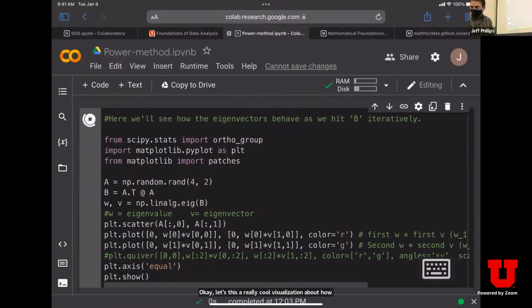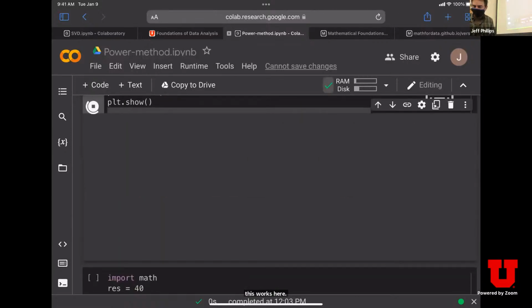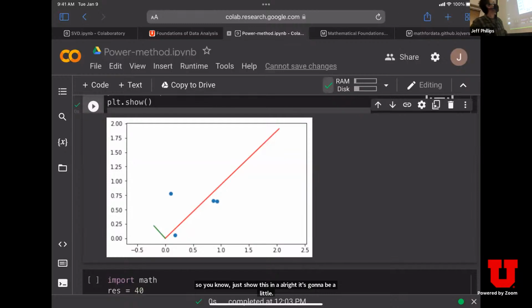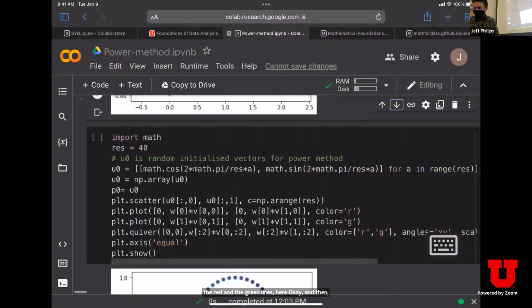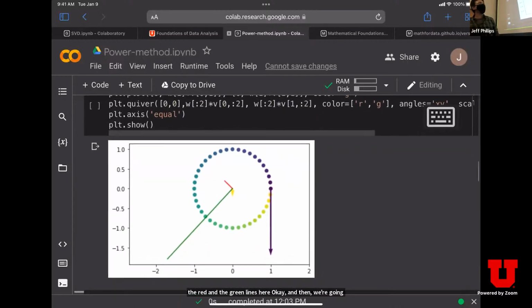So what I've done is you can imagine the data points as these blue points and the right singular vectors scaled by the singular values as being the red and the green lines here. Okay, and then we're going to run this. What we're going to do is start with random unit vectors around the origin. We've chosen a whole bunch of them that could be random, right? We've placed them evenly around here. We've colored them, and you'll see what happens to the colors as we run this.